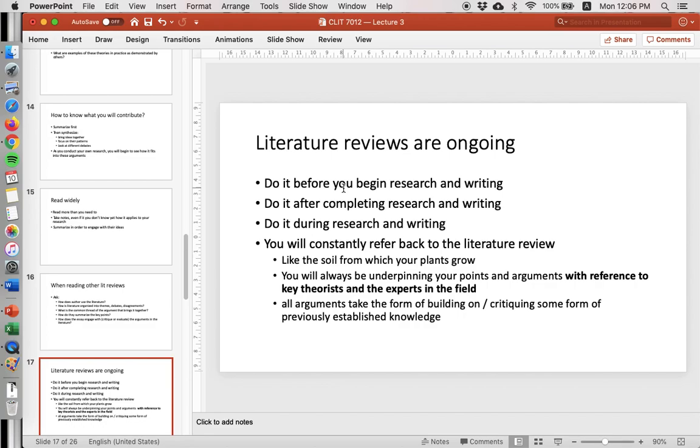Okay, the literature review, and I really like this analogy, it's the soil from which your plants grow. You will always be underpinning your points and arguments with reference to key theorists and the experts in the field. Now, this doesn't mean that you're copying them. If anything, it might mean that you're breaking off from them. You're saying, okay, other people did this, and that gives me a stable platform from which to perform my own research and say how I differ from their work.